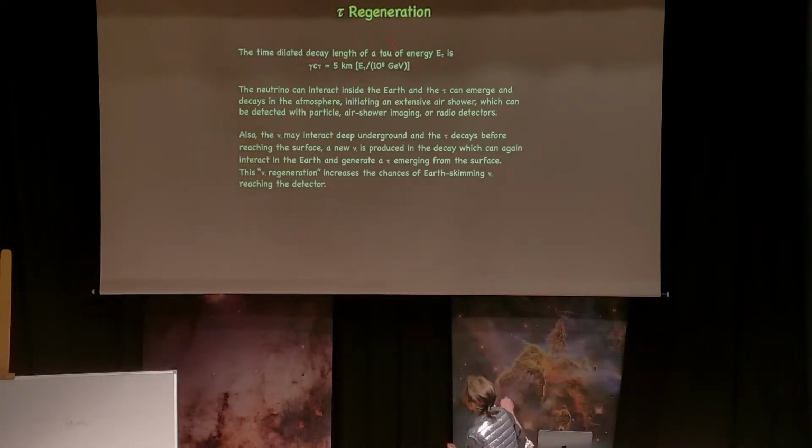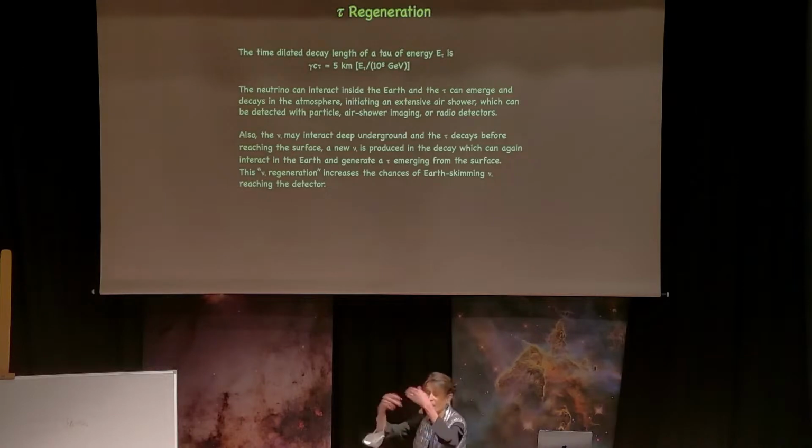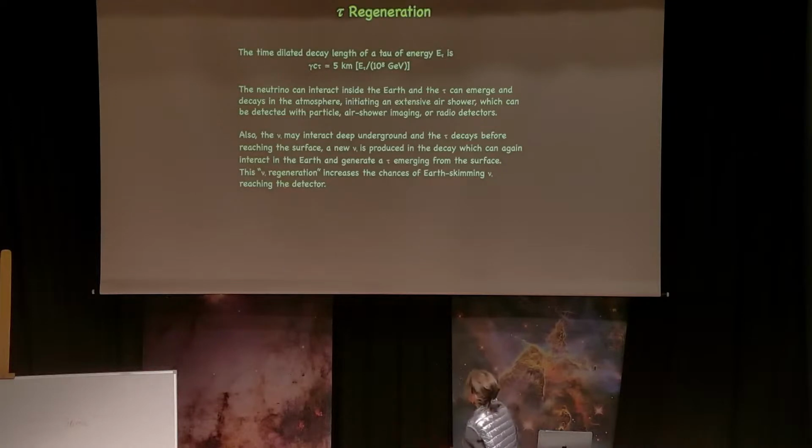So the delayed decay length of a tau is given by this expression, which at 10 to the 8 GeV is kilometers, right? So the neutrino can interact inside the Earth, and then the tau can emerge and decay in the atmosphere, initiating a huge air shower, okay, that can be detected, of course. And the neutrino might interact deep underground, and the tau decays before reaching the surface, but a new tau is produced and emerges and interacts again. And this is called the tau regeneration, which increases the chances of detecting tau neutrinos, okay?